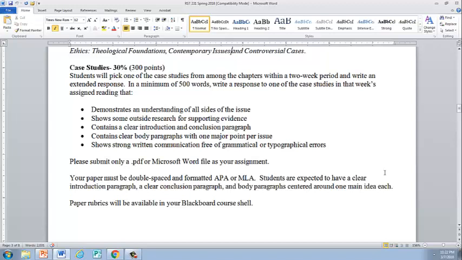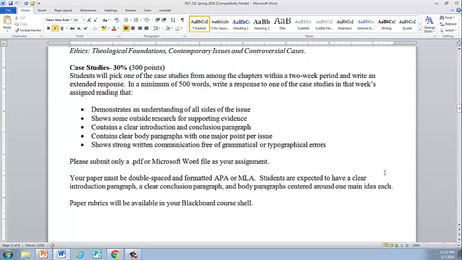going to have a lot of time to tell you about all the various things that are being discussed around the issue. I ask that you have a clear introduction paragraph and a clear conclusion paragraph, right? We really want this to be an essay. That means we want clear body paragraphs. And typically, if you're making an argument in one direction, each supporting argument should be its own paragraph. And we want to make sure that overall this shows strong written communication, free of grammatical or typographical errors.